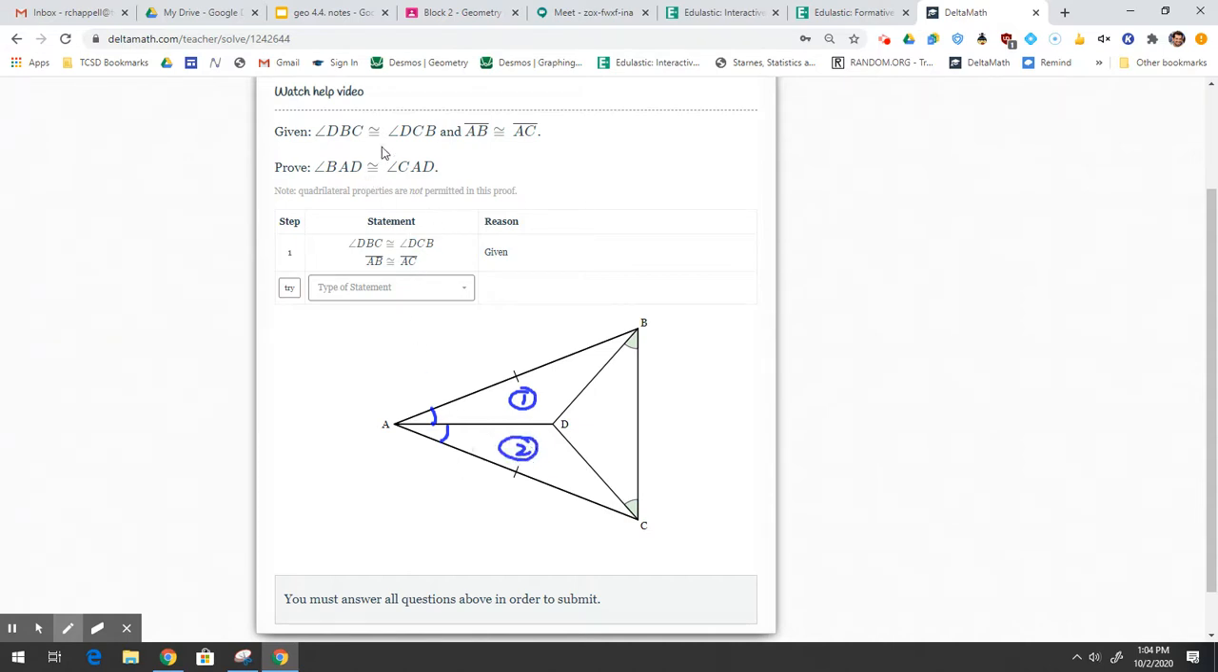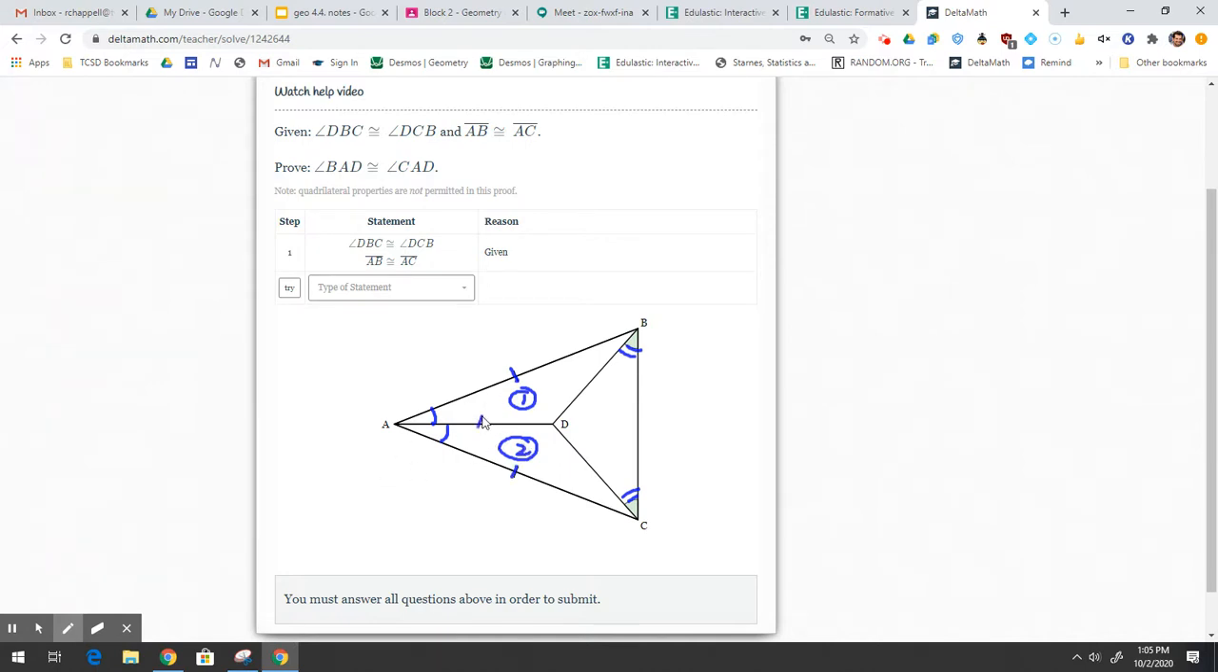So what are we given? Well, we're given angle DBC is congruent to angle DCB. Now, if I ask myself, will that be helpful? These two angles are not in those two triangles. Well, that kind of stinks. Well, let's keep going. And AB is congruent to AC. Okay, so we get that.